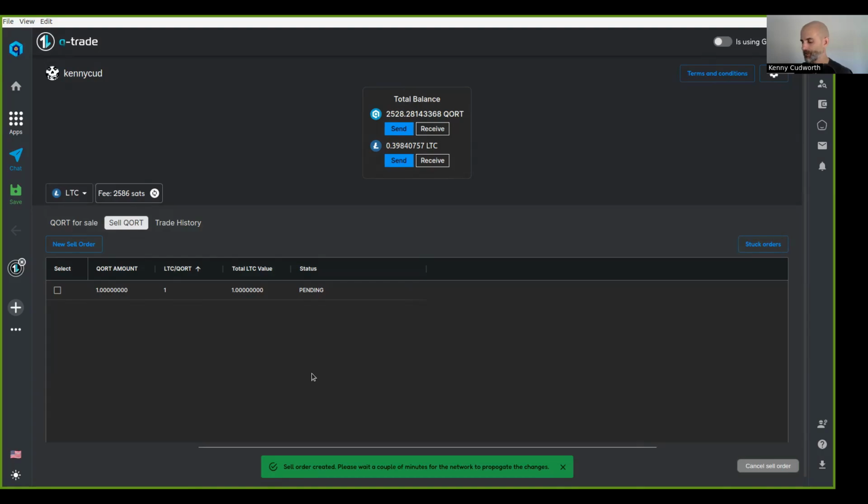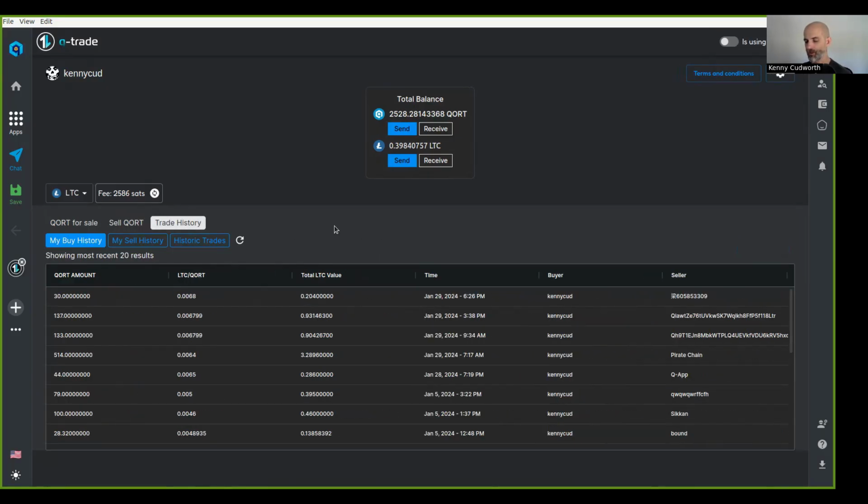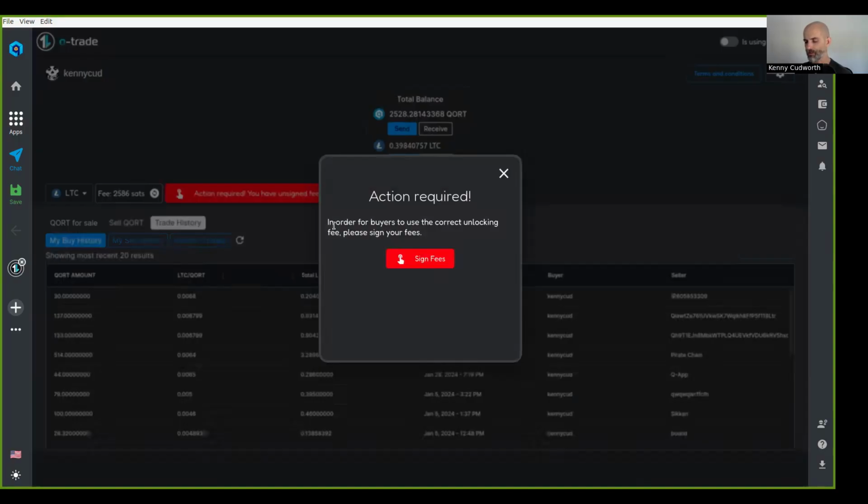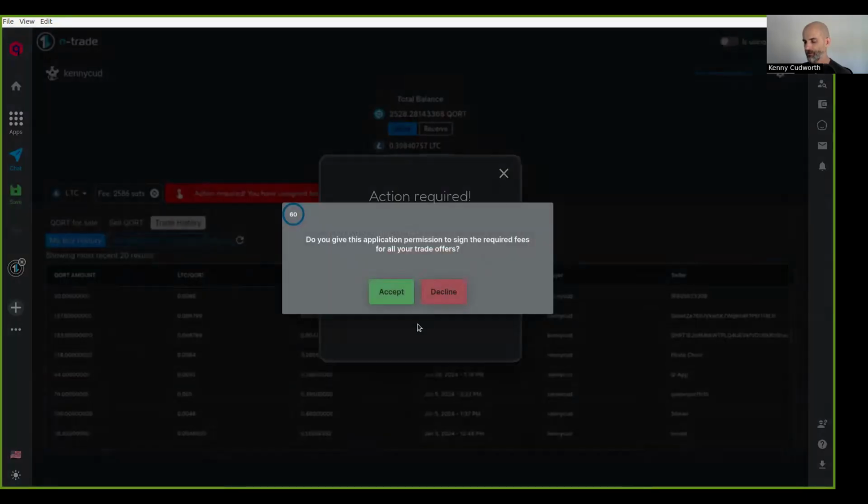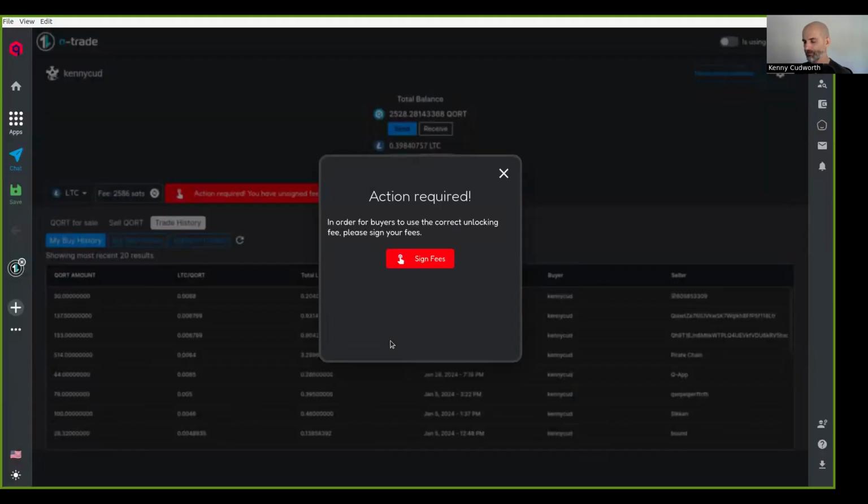And so yeah, this could take a few minutes. So we'll just wait here. Maybe we'll fast forward. And as we're waiting, I can show you some other things. I can show you the trade history, which includes my buy history. Oh, so this is prompting me for signed fees. And so yes, I will sign off on the fee that I just did. I accept that.